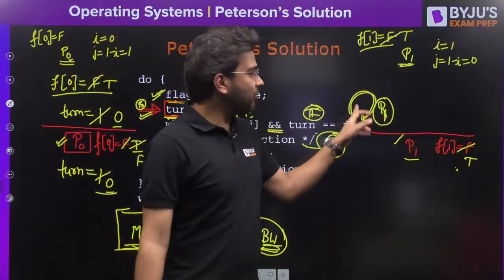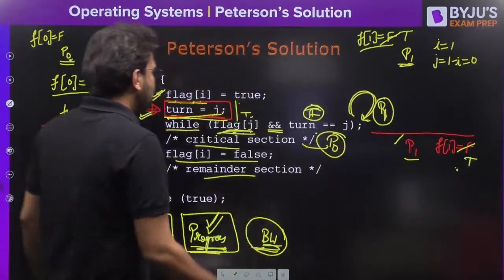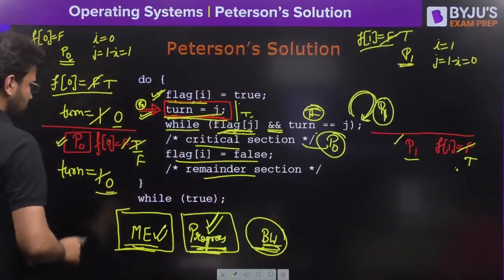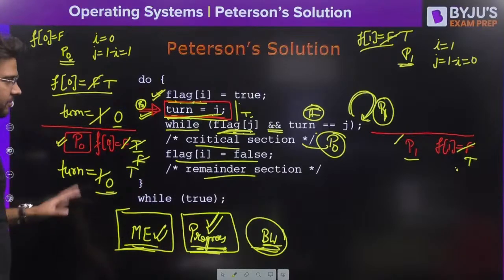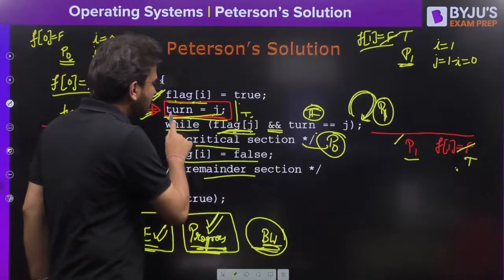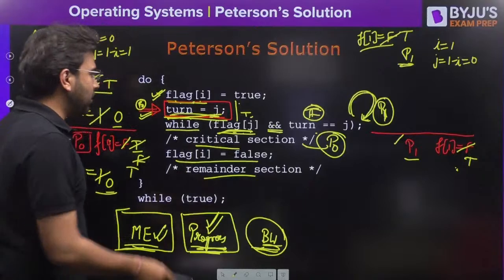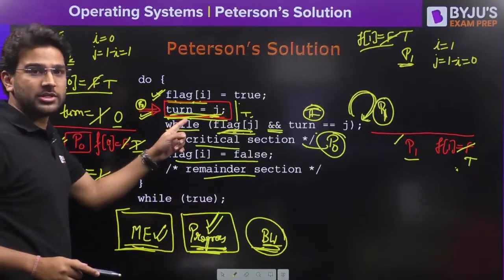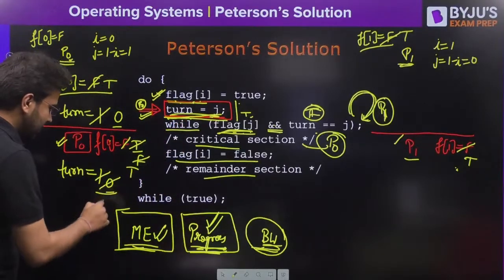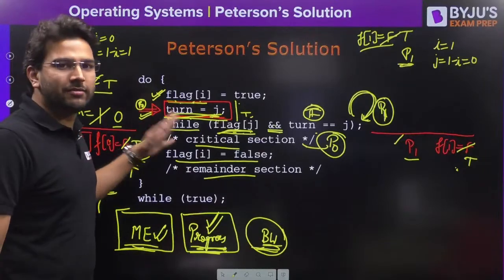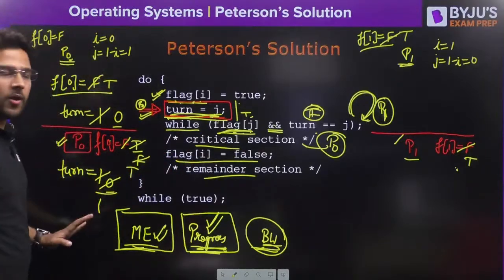What is P1 doing? P1 is still doing busy waiting, right? Now flag of i is equal to true. Let's make it true. Fine. Turn is equal to j. P0 is executing now. Turn is equal to j, that means for P0, j value is 1. So turn is equal to 1 now.